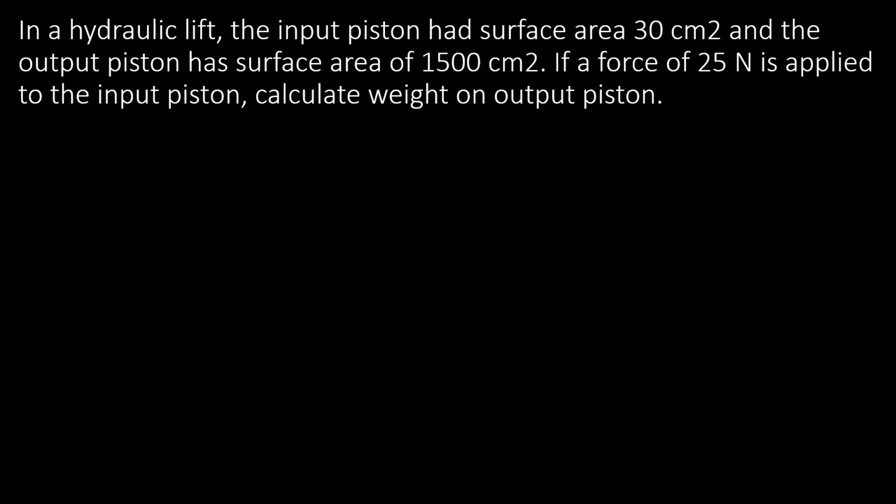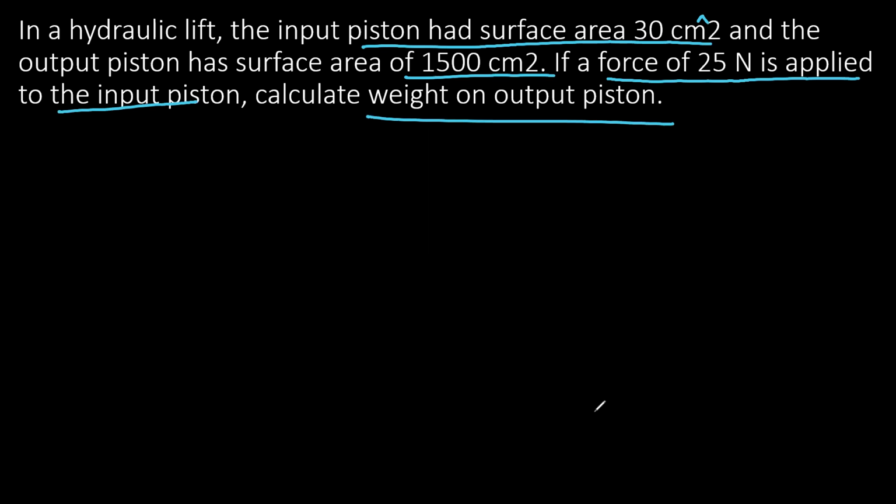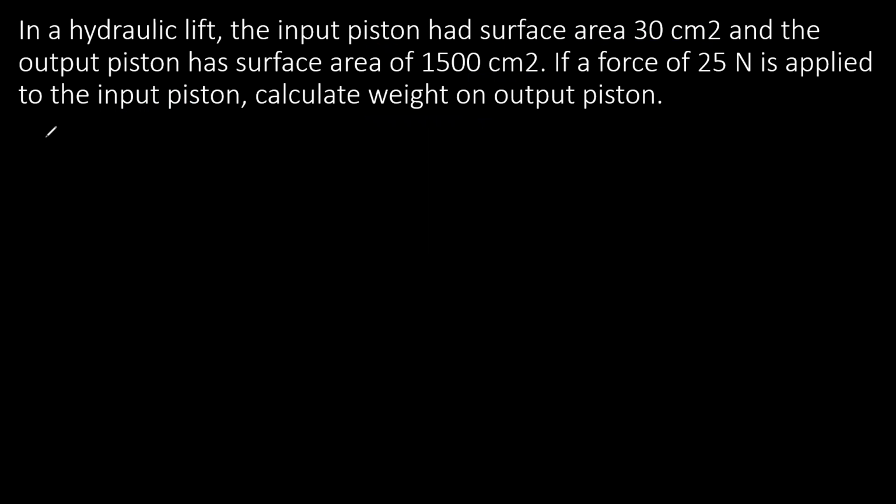In a hydraulic lift, the input piston has a surface area of 30 centimeters square, and the output piston has a surface area of 1500 centimeters square. If a force of 25 Newton is applied to the input piston, calculate the weight on the output piston. See, here what is given?